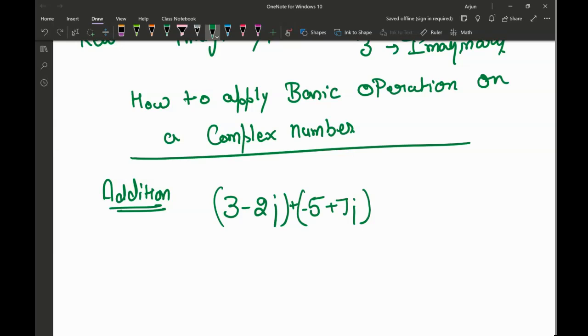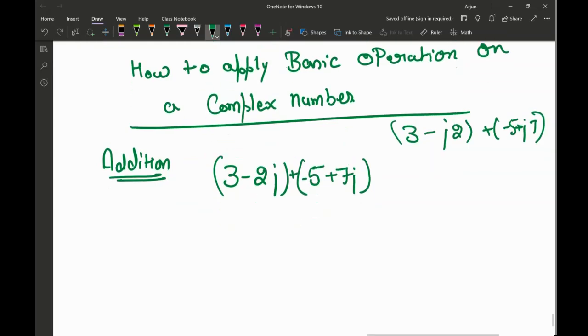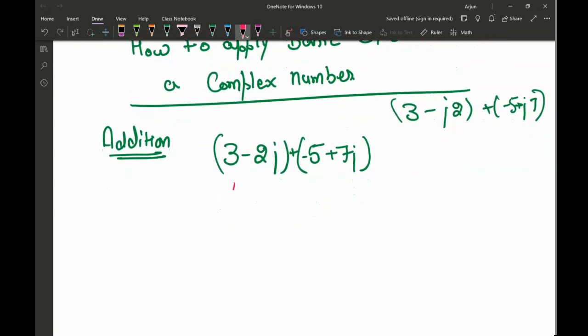Before I start adding these numbers, I just want to tell you, you can always write 3 minus j2 also, and minus 5 plus j7, which means one and the same thing. There is no difference between the two. Here I wanted to add the numbers. As in algebra, we will add the real parts and then we will add the imaginary parts.